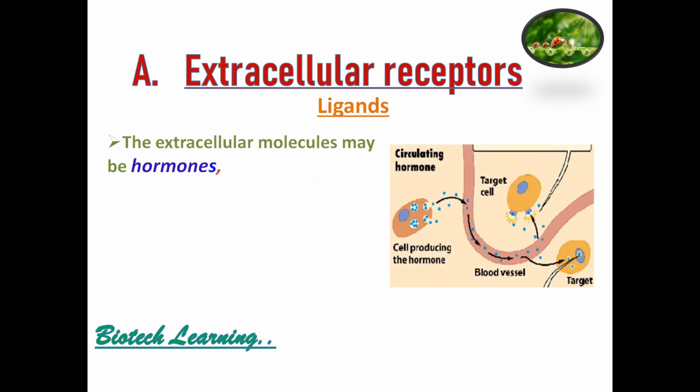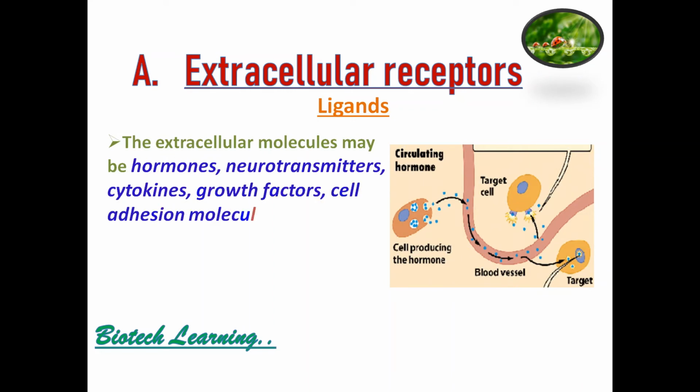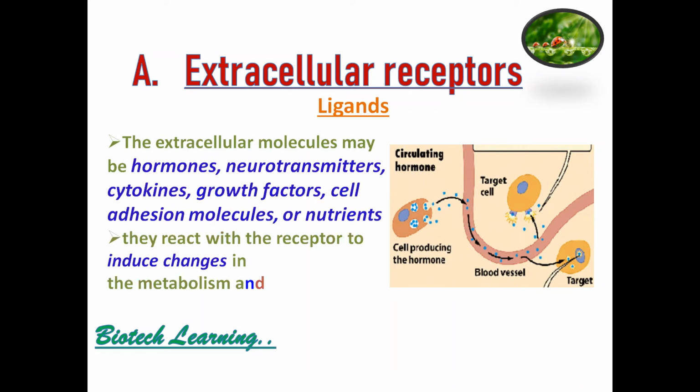Now let's see what the ligands are for extracellular membrane proteins. Since these are extracellular receptors, they receive the signal from outside the cell. The signals could be made from another cell which is synthesizing these signals, and these signals could be transported via the bloodstream and reach the target cell. The molecules that are the ligands for these types of receptors are hormones, neurotransmitters, cytokines, growth factors, cell adhesion molecules, or nutrients. They will interact with the receptor to induce changes in the metabolism and activity of the cell.